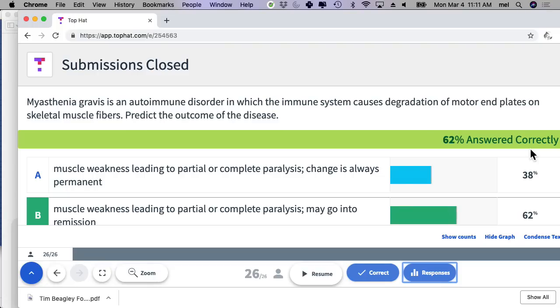So the motor end plate is the part that's attached to the muscle and it's made of a cell membrane, right? It is made of cell membrane, so it can be repaired. Good. So it can be repaired. If you manage the symptoms with medication, you can put yourself into a type of remission where you can live. Or if your immune system just stops being a jerk. Yeah, that too.